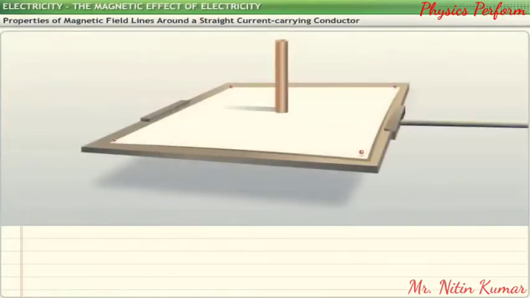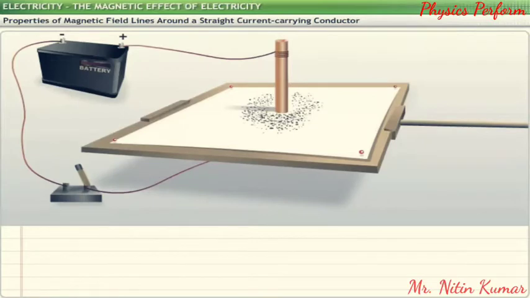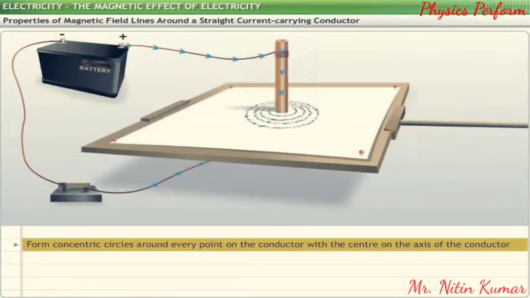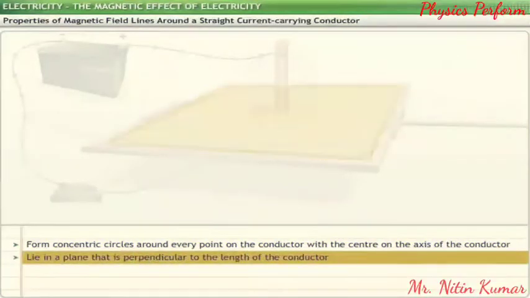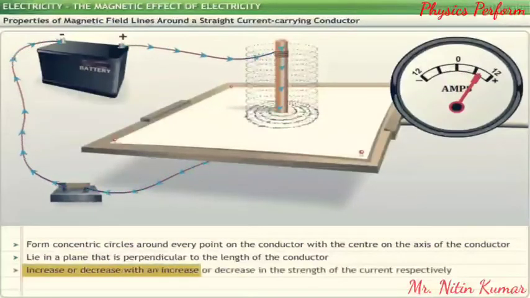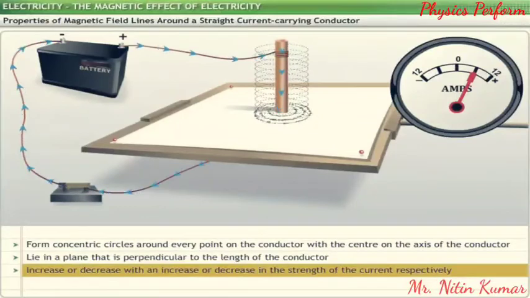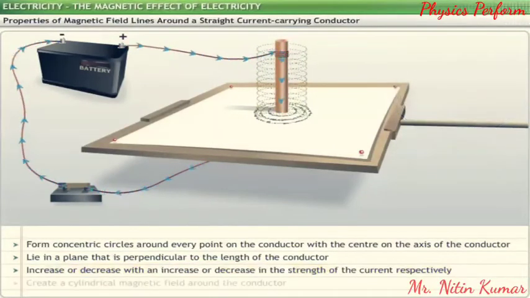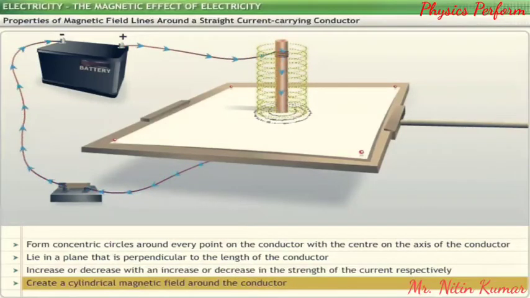In general, magnetic field lines around a straight current-carrying conductor form concentric circles around every point on the conductor, with the center on the axis of the conductor. They lie in a plane that is perpendicular to the length of the conductor, increase or decrease with an increase or decrease in the strength of the current respectively, and create a cylindrical magnetic field around the conductor.